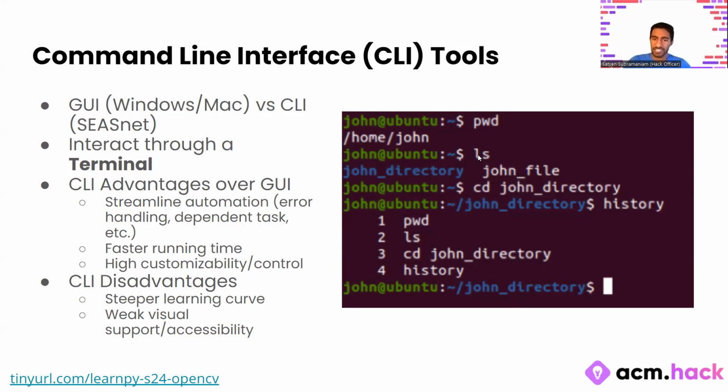Typing in ls just lists the files in the current directory. We can see there's a folder here, and then there's a file. And then cd and a name basically just changes the directory, going down a folder level. So they're using this John directory. And then the history command displays the last commands run. We can see them here in reverse chronological order, I believe.